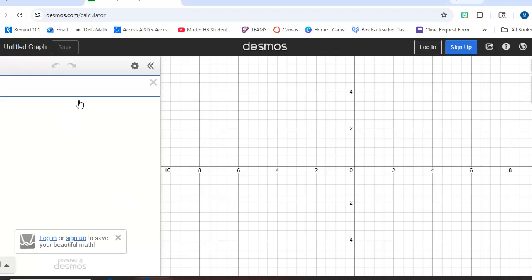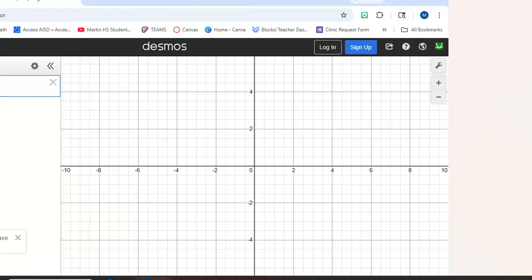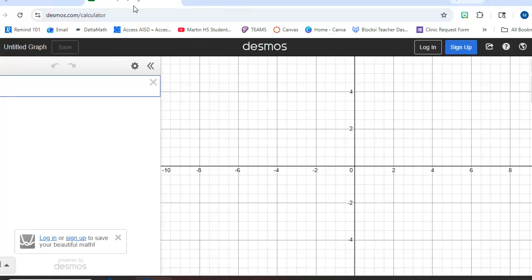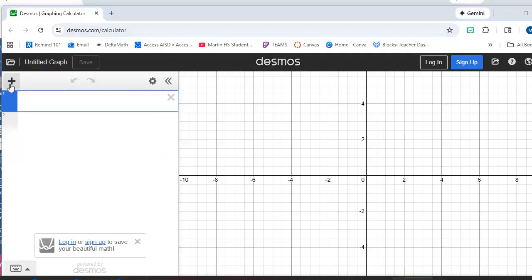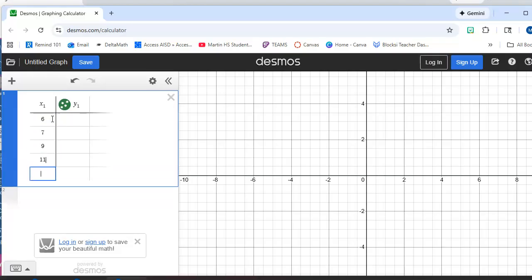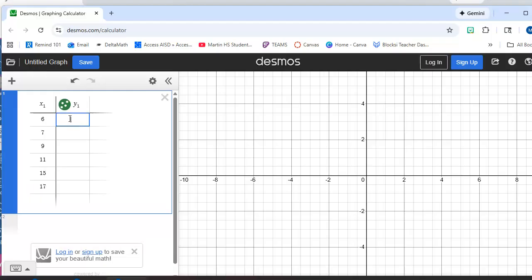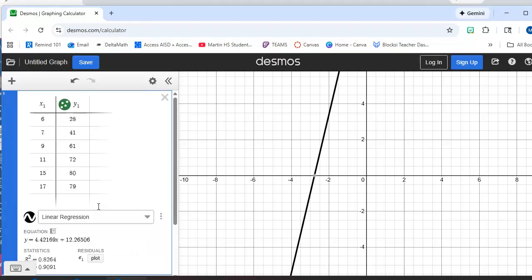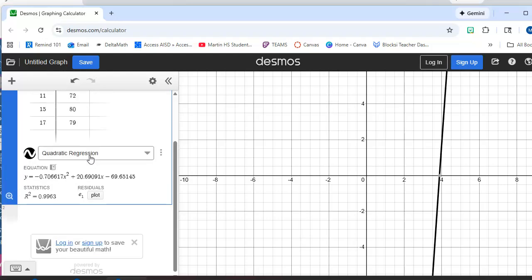So if you're looking in Desmos, the way that you get to the table is by hitting this plus sign here. And then you'll select a table. And so you'll put all of those x values in the x column, and then all of your y values in the y column. And I'm just pulling these straight from your notes. All right. Then I'm going to select Add Regression, and I need to specify Quadratic Regression.